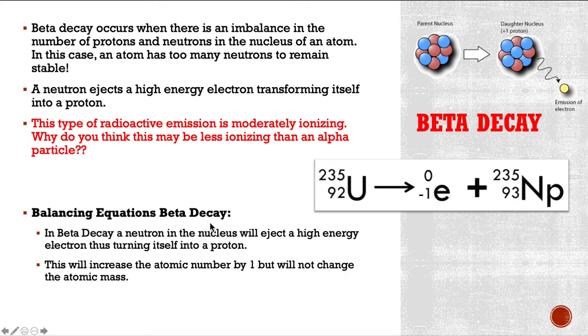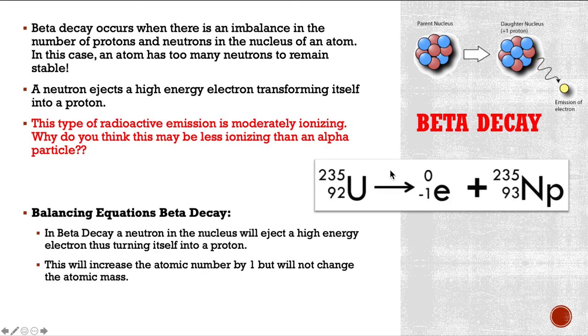All right, so let's talk about how we balance equations for beta decay. In beta decay, a neutron in the nucleus will eject a high energy electron, turning itself into a proton, which means the number of protons in the nucleus is going to increase. But we're not actually increasing the total number of particles in the nucleus, because we're just changing the identity of one. We're just changing a neutron that's already there into a proton. So the mass is going to stay the same, but the atomic number is going to increase by 1.